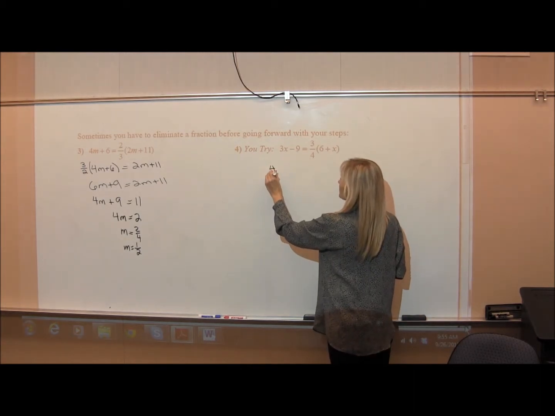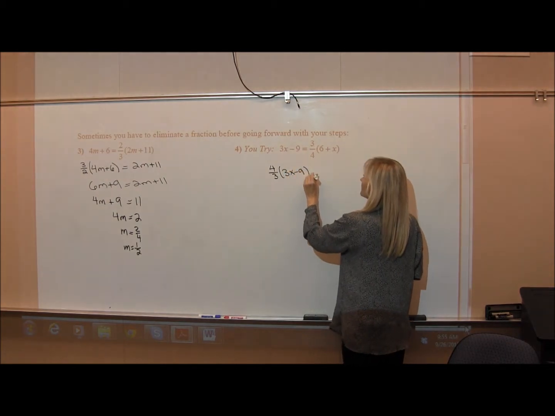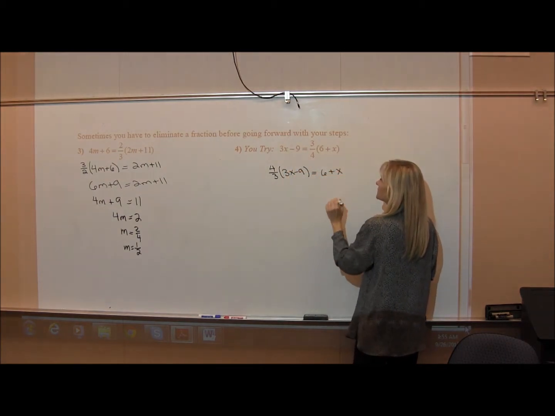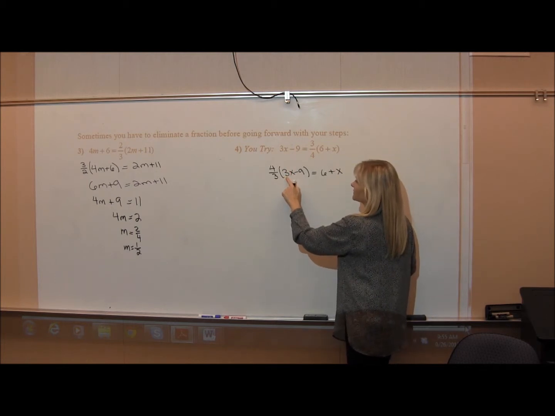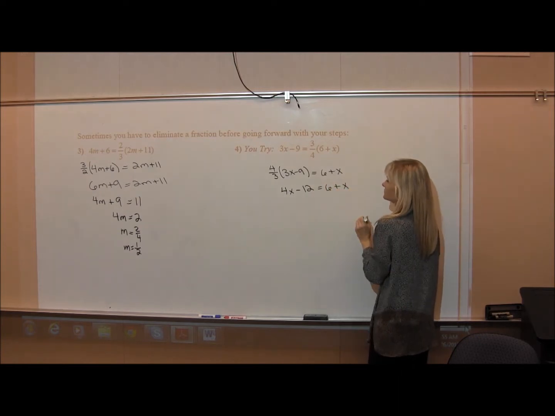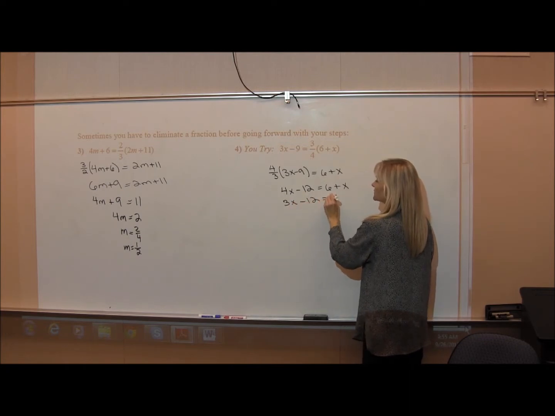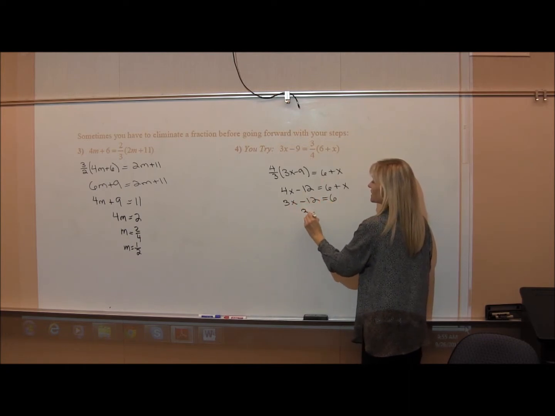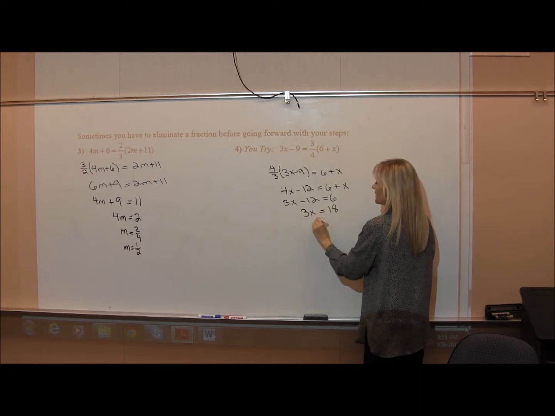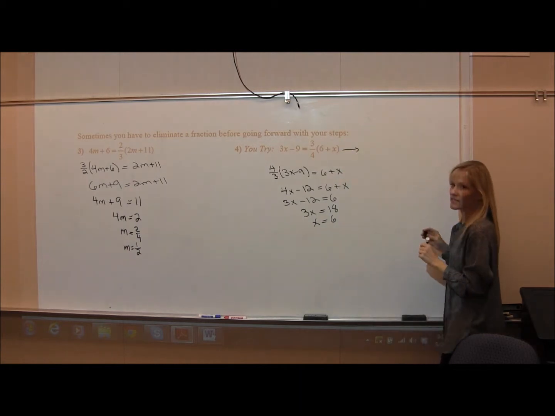So we get 4/3 times 3x minus 9 equals 6 plus x. So 4/3 of 3 is 4, 4x. And 4/3 of 9 is negative 12. Equals 6 plus x. And then if you subtract x from both sides, you get 3x minus 12 equals 6. Add 12 to both sides, 3x equals 18, and x equals 6. But I'm going to show you another method here that might be easier.